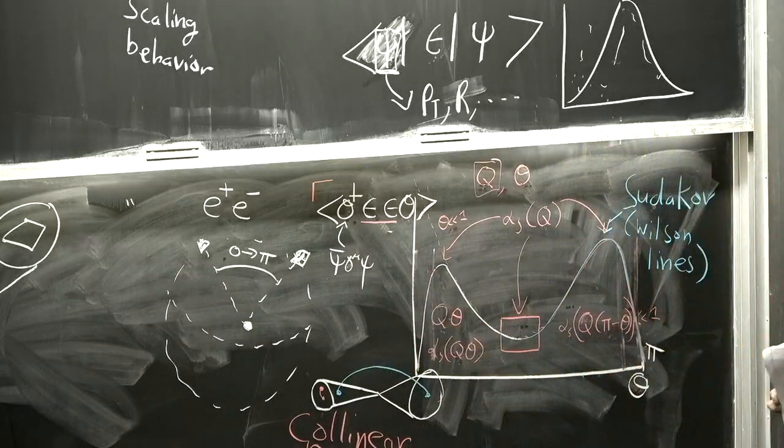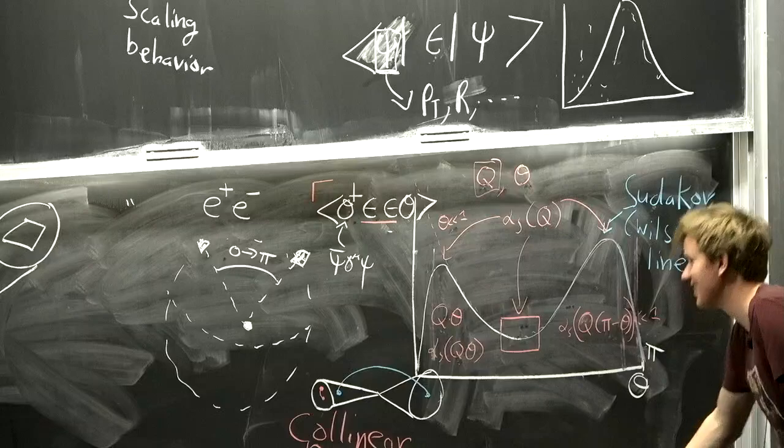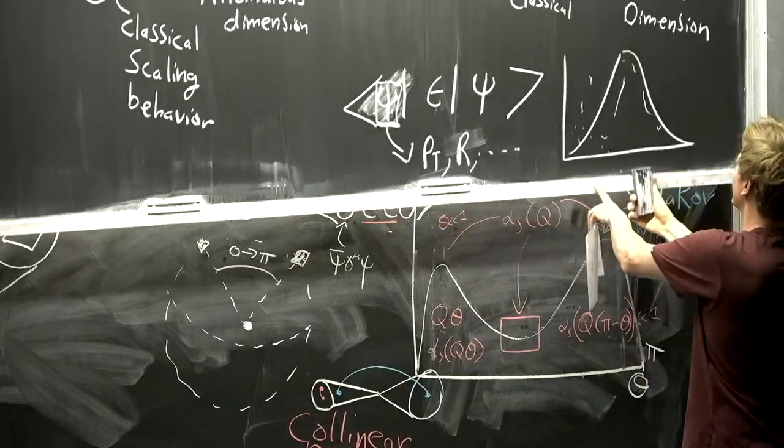Why would there be a probing at the scale Q times pi minus theta? Isn't it still probing at Q times theta? Good. Okay. It's a very good question.